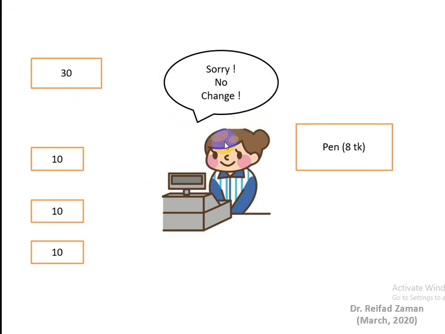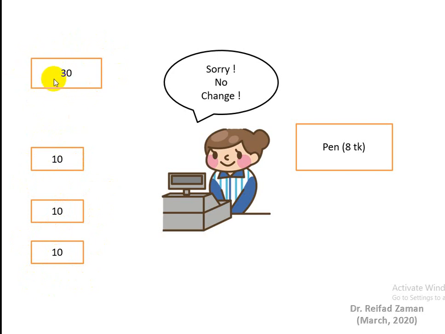Suppose you went to a shop and you want to buy a pen and the pen costs 8 taka, but the cashier does not have any change. You have a 30 taka note. I know the 30 taka note doesn't exist. Just for the sake of this experiment, let's think that you have a 30 taka note and you also have 3 10 taka notes. So 30 taka and 3 10 taka notes have actually the same value.